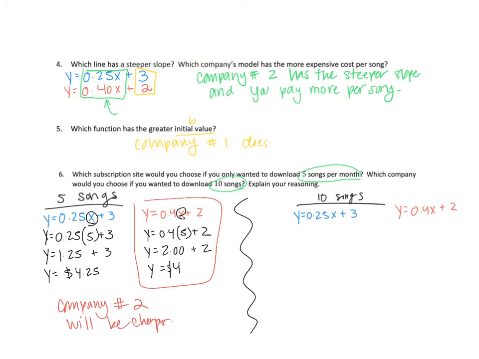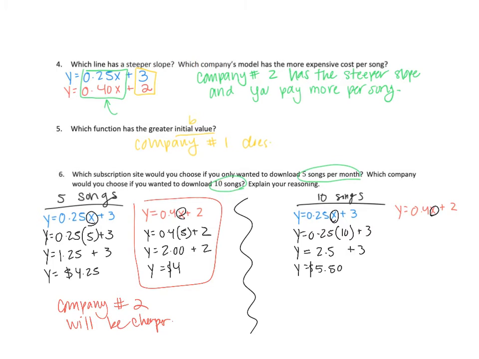Okay, and then we're going to do the same thing over here on the right for 10 songs. So we're changing these x values to a 10 and seeing what they equal. So when we do 0.25 times 10, we get $2.50. We're adding $3 to that. So the total price for 10 songs for company 1 is $5.50.